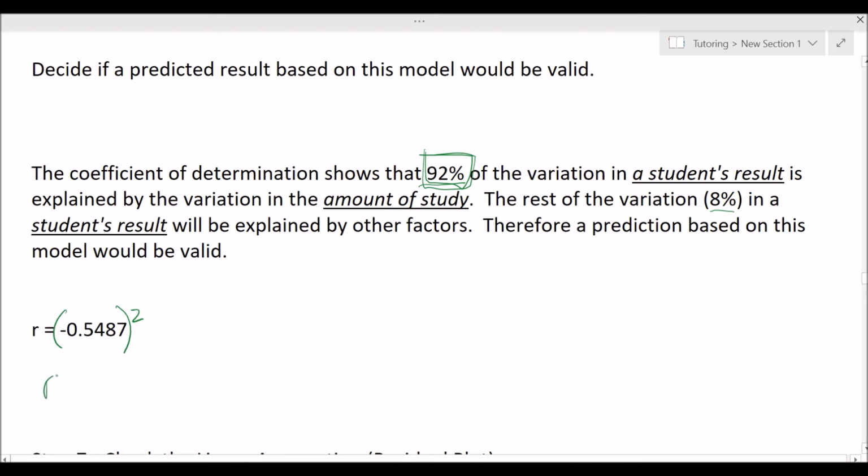Excellent. So in this case, it was 0.30, which translates to 30%. Now, 30% doesn't seem like a very good model to base a prediction on to me. If only 30% of the variation can be explained, I don't think that's a very valid model if it's something that low. Okay? So that's how you interpret the coefficient of determination.